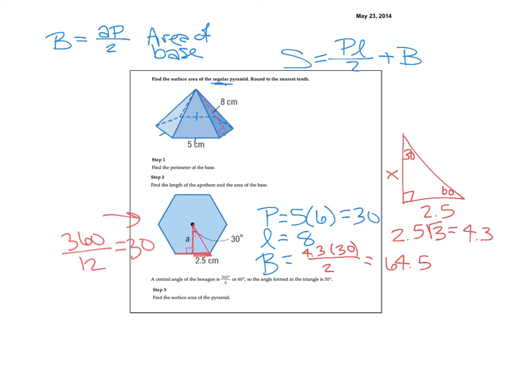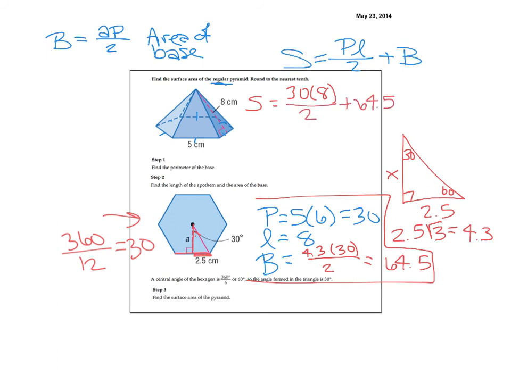Now I have all my information to plug into our formula here. I have 30 times my slant height of 8, divided by 2, plus 64.5. So 30 times 8 divided by 2 gives me 120, plus 64.5. So my surface area is 184.5, and my lateral area is 120.